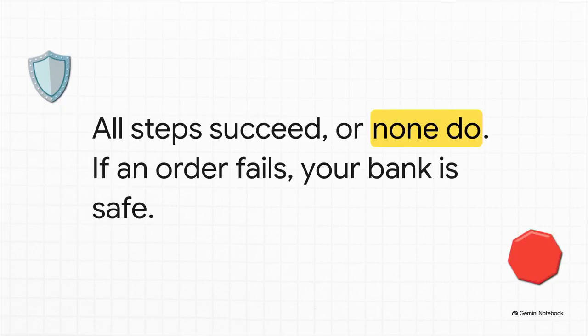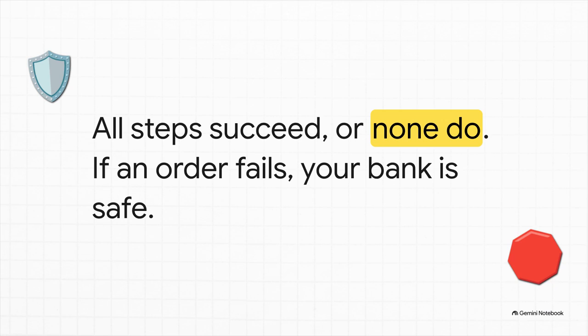So, the crucial point to understand here is the A, atomicity. Atomicity dictates that a transaction is treated as a single, indivisible unit. It's a strict all-or-nothing guarantee. In our shopping example, withdrawing money from your bank and depositing it with the store are permanently linked. If the server crashes right after the withdrawal, but before the deposit goes through, atomicity ensures the entire transaction is rolled back. It's basically as if nothing ever happened.